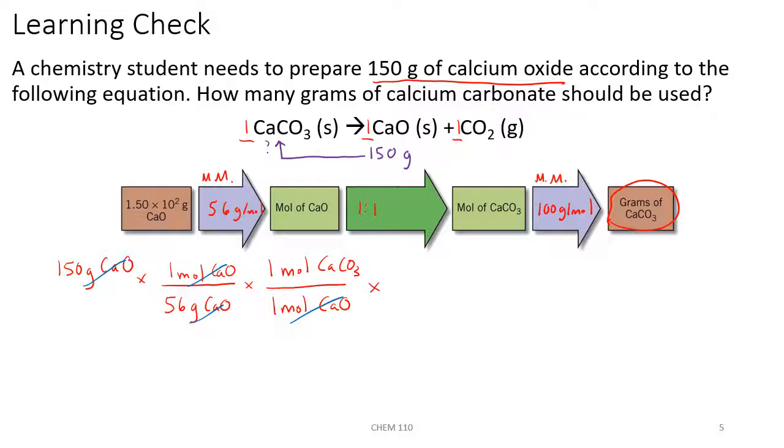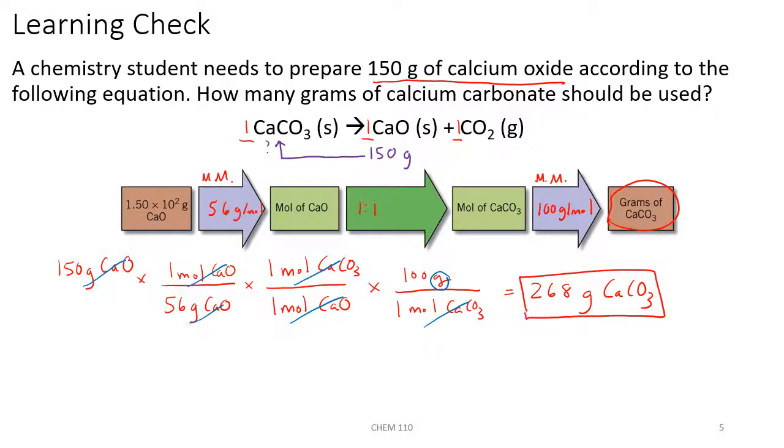Next, we need to use the molar mass of the calcium carbonate in order to convert back to grams. 1 mole of calcium carbonate is about 100 grams. Lastly, now our moles of calcium carbonate cancel, and we're in units of grams. We should get about 268 grams of our calcium carbonate that would be required to make 150 grams of calcium oxide. This is a typical setup for most stoichiometry problems where you're only given one amount of either a reactant or a product.